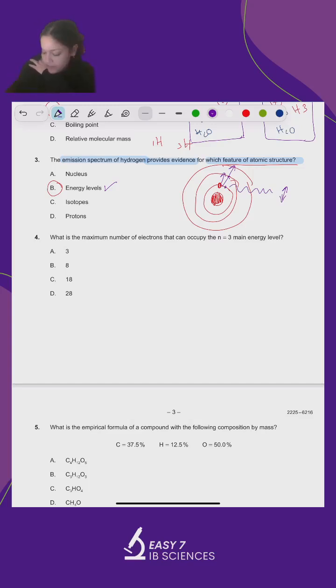Now, why is it not the other answers? It's definitely not the nucleus. Being able to release wavelengths of light doesn't actually prove that there's a nucleus. It just shows the electrons being able to jump up and down. So it's not a nucleus.